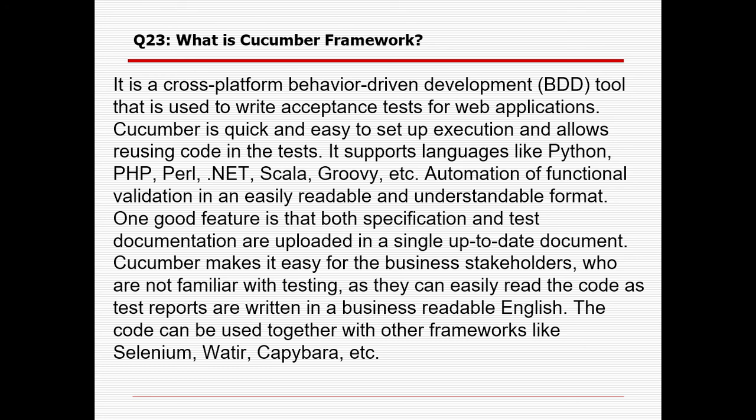It allows automation of functional validation in an easily readable and understandable format. One good feature is that both specification and test documentation are kept in a single up-to-date document. Cucumber makes it easy for business stakeholders who are not familiar with testing, as they can easily read the code and test reports, which are written in a business-readable language, English. The code can be used together with other frameworks like Selenium, Watir, Capybara, etc.